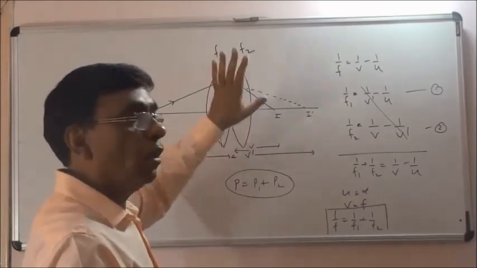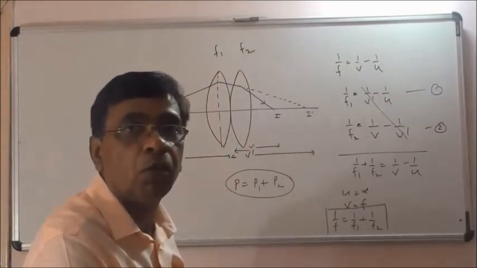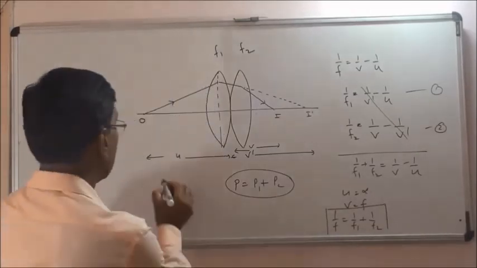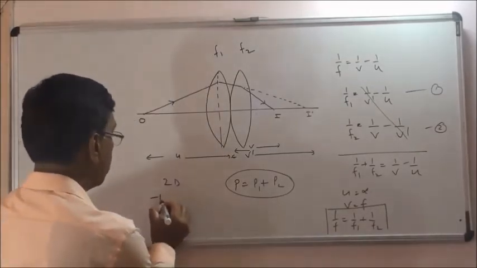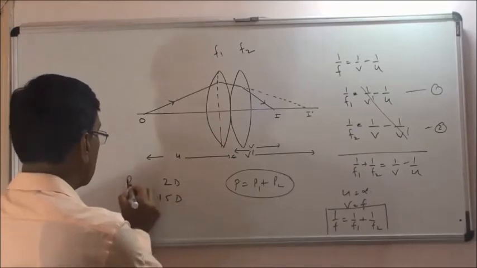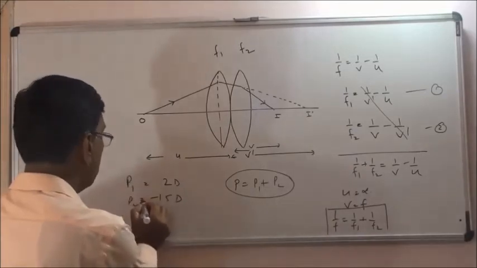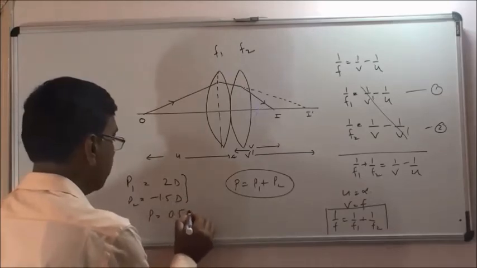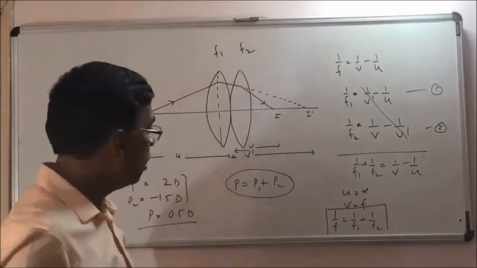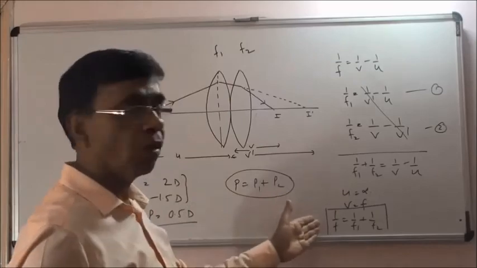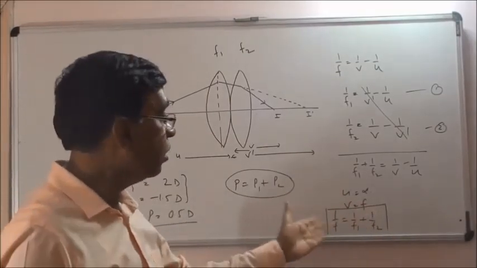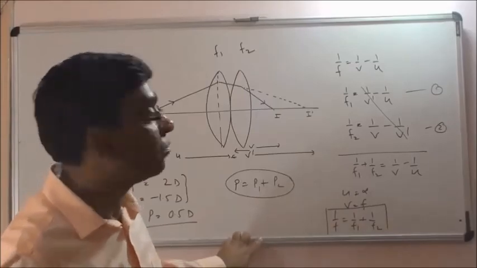So if we are using two lenses of power 2 diopter and minus 1.5 diopter, this is P1, this is P2, the combination will have a power of 0.5 diopter positive. It will simply be added. For focal length, we have to add the reciprocals to find out the focal length of the combination. So this is all about lenses.